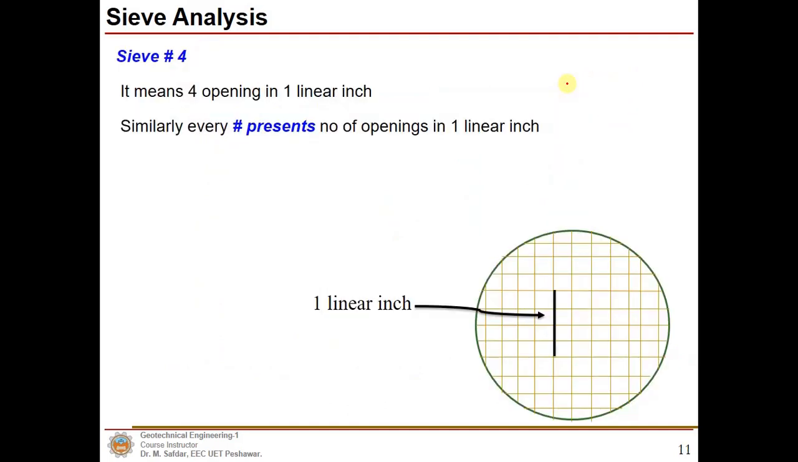Now, what do we mean about the sieve number 4? It means that 4 openings in 1 linear inch. If we are having 1 linear inch, there will be 1, 2, 3 and 4 openings, and similarly 1, 2, 3 and 4 openings in this direction and in this direction. Okay.